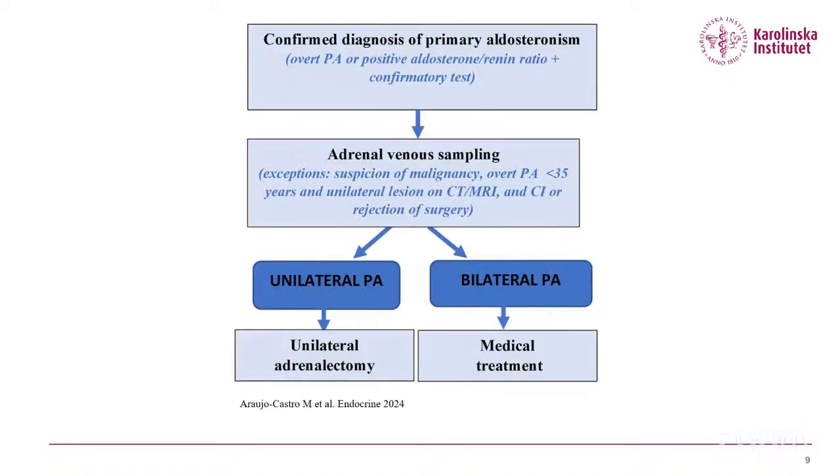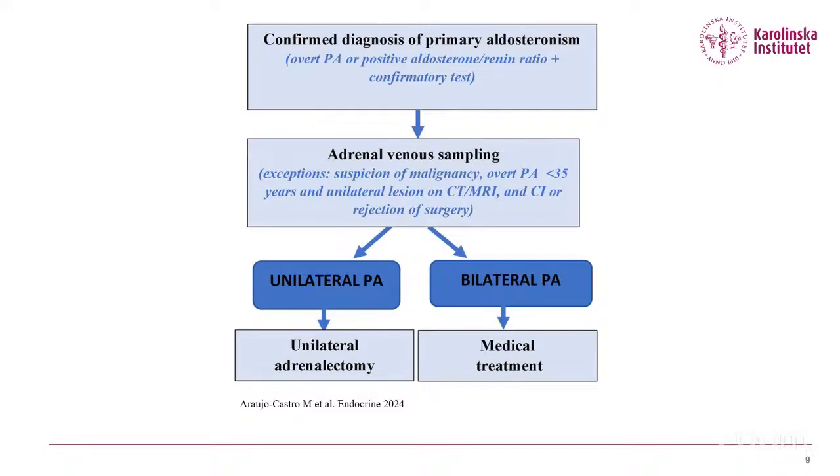So with that said, when you confirm a diagnosis of PA in the clinic, most centers rely heavily on adrenal venous sampling, meaning that you would like to locate the adrenal from which the excess aldosterone is secreted. And once you have performed an adrenal venous sampling, you can then distinguish unilateral PA from bilateral PA, and you can then go and suggest unilateral adrenalectomy to cure the patient. Whereas bilateral PA is usually treated by medical treatment, not surgery. But again, this is an area of discussion.